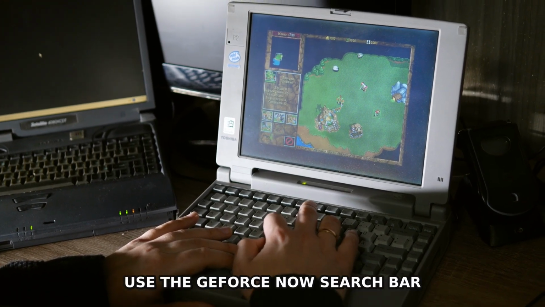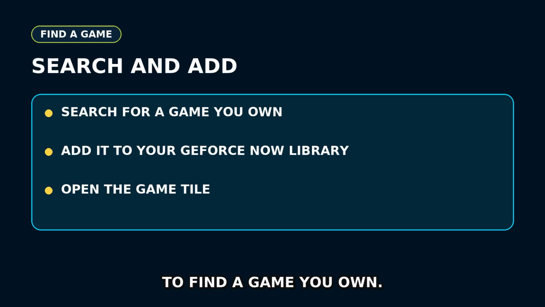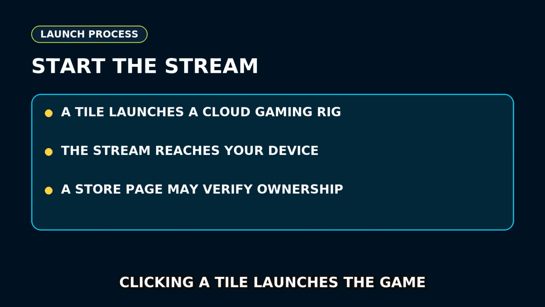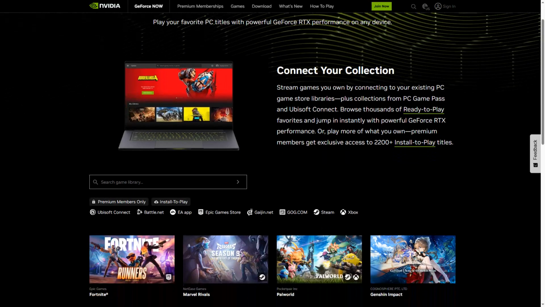Use the GeForce Now search bar to find a game you own. Add the title to your GeForce Now library, then use its game tile to start the launch process. Clicking a tile launches the game on a cloud gaming rig and streams it to your device. On the first click, the digital store page may open, so logging in can verify ownership.